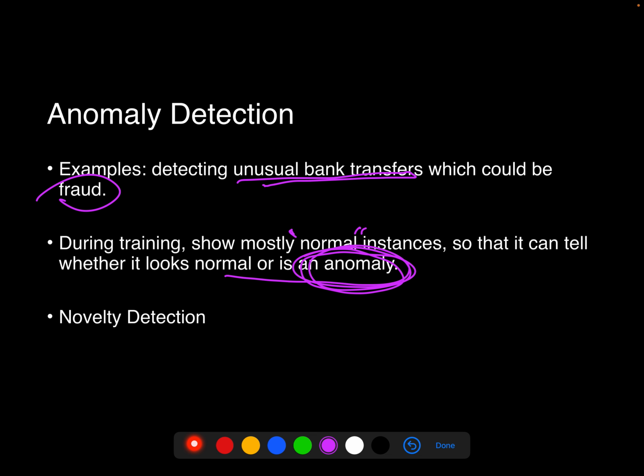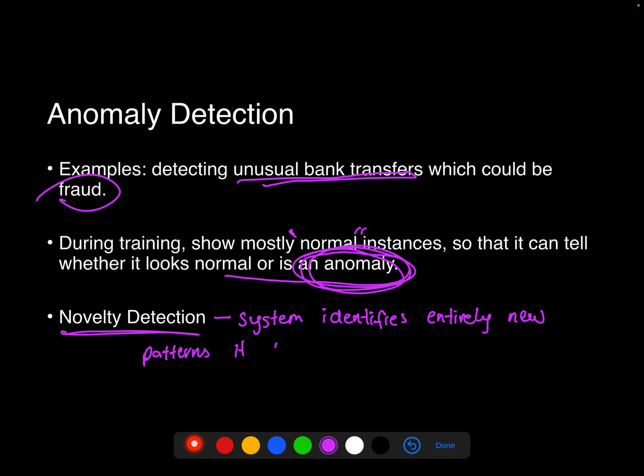This is also closely related to novelty detection, where the system identifies entirely new patterns it hasn't seen before. So instead of just the anomalies, it finds new patterns of anomalies.